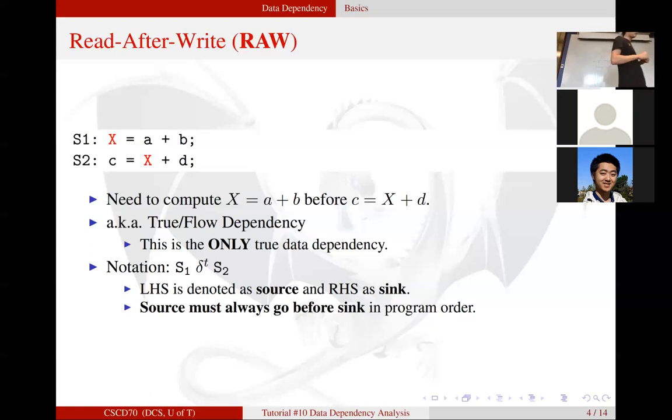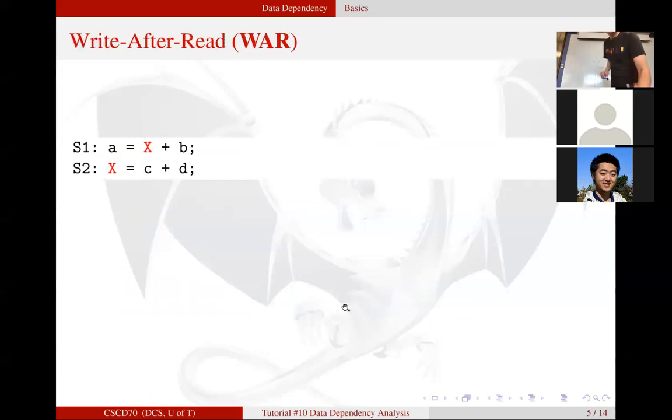Any question before we go on? Good. So let's talk about the second type of data dependency, which is write after read.